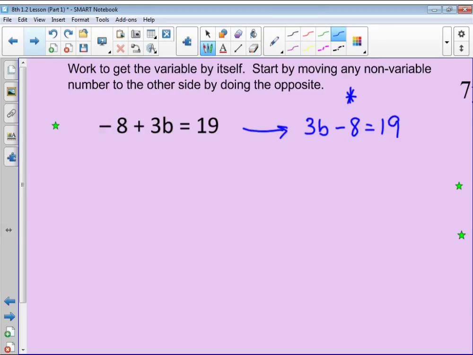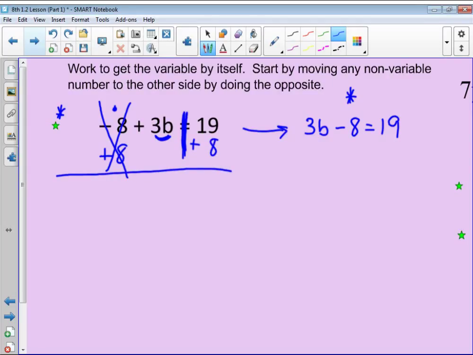Okay, so if I go through and solve, looking at this, our first step is we're going to move any non-variable number to the other side. So I'll go ahead and work it off of the one that we originally had. The 3 and the b are attached to each other, so I'm not going to shift the 3 yet. I'm going to get rid of the one that does not have the variable attached to it. So right now I have a -8 here. What's the opposite of -8? That's +8, to cancel it out, because -8 plus 8 is 0. Whatever I did to one side of my equal sign, I have to do to the other, so +8.